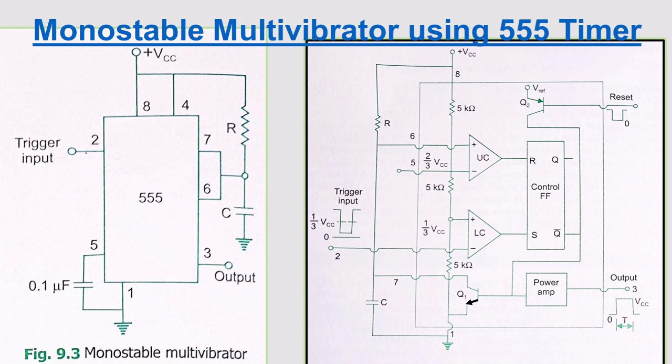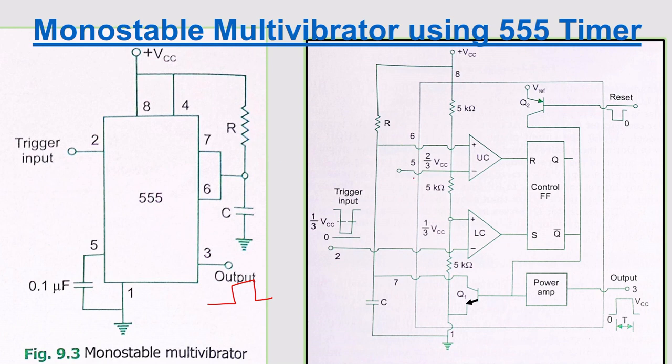The trigger input you will be applying at the second pin, on the left side. On the right side you will be getting the output. This is your output. The 6th and 7th pins are shorted. You know that 6th is the threshold and 7th is the discharge, so both should be connected to this RC network. This is a simple RC network. The 8 and 4 are shorted and given the DC supply.